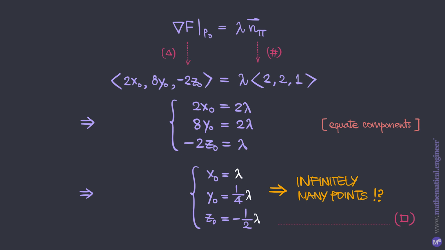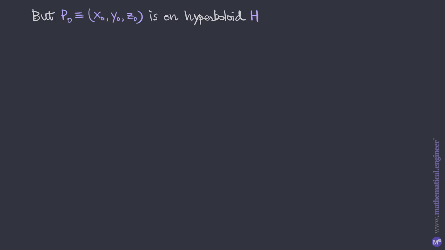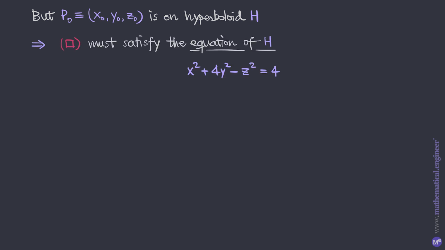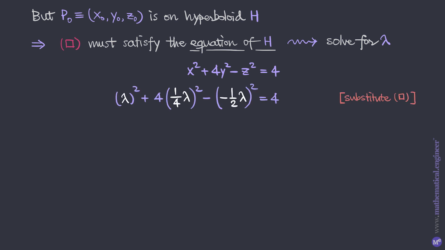The reason is that P0 is just any point in space at the moment. We haven't yet imposed the constraint that P0 is a point on the hyperboloid H. Put another way, the parametric equation for the points of interest must satisfy the equation of the hyperboloid H. By enforcing this requirement, we will get an equation in lambda to solve. So now we know how to sort out the unknown lambda. So let's plug the parametric equation into the equation of H.